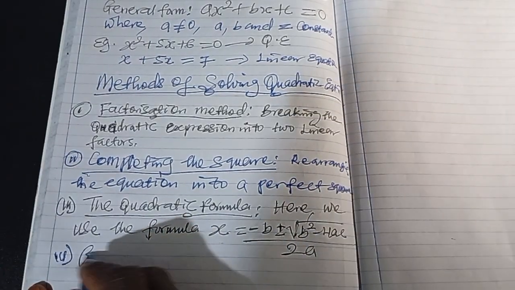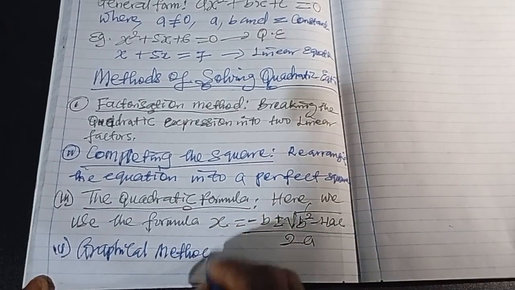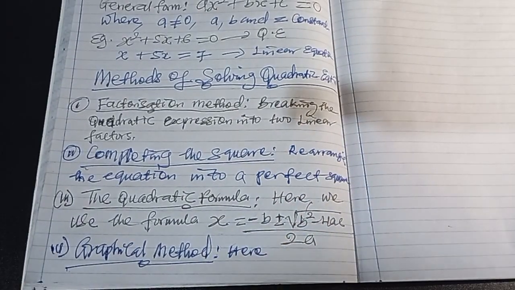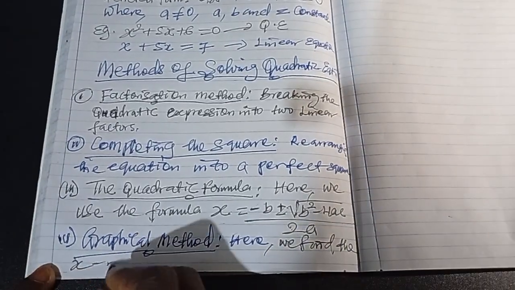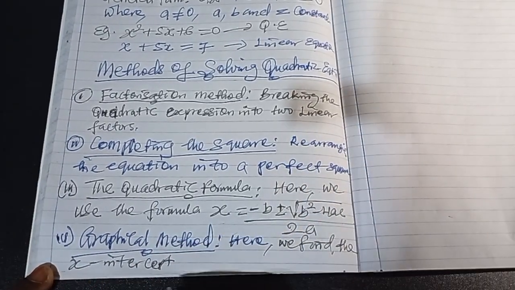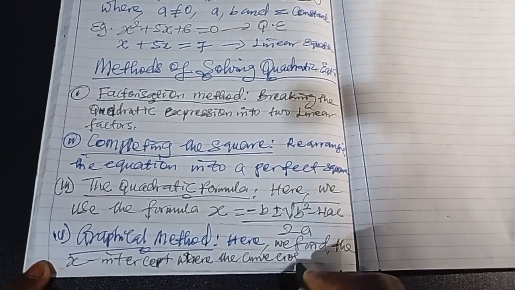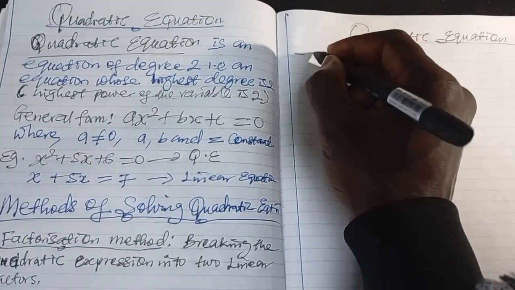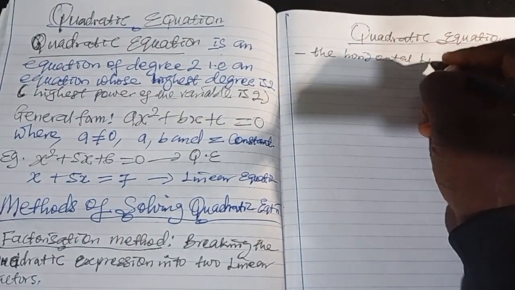Number four, we have the graphical method. Here, we find the x-intercept, where the curve crosses the horizontal line. Okay, good.